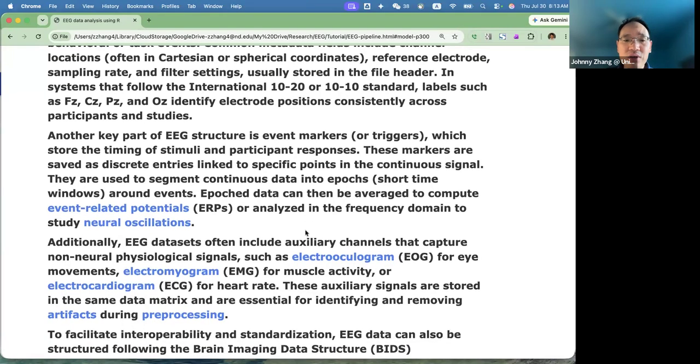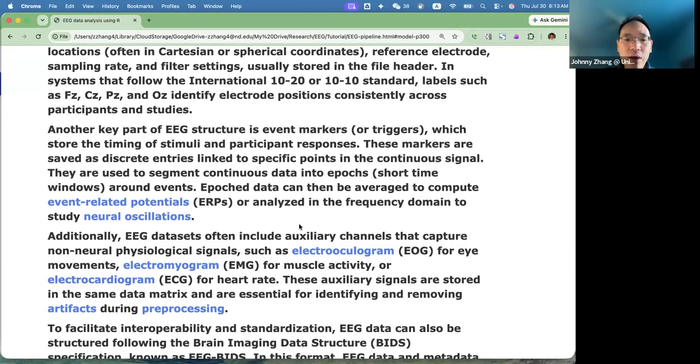With these event markers, we can link the time series data to specific points or specific times. Those events, markers, or triggers are often used to segment continuous data into epochs. I will talk about epochs sooner. For example, if we give a stimulus to the participants, we can pick the data around that stimulus and form that part of the data as the epoch.